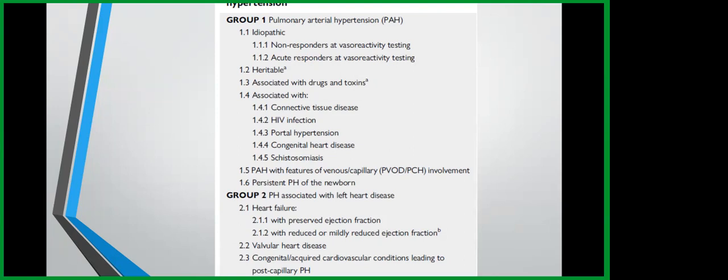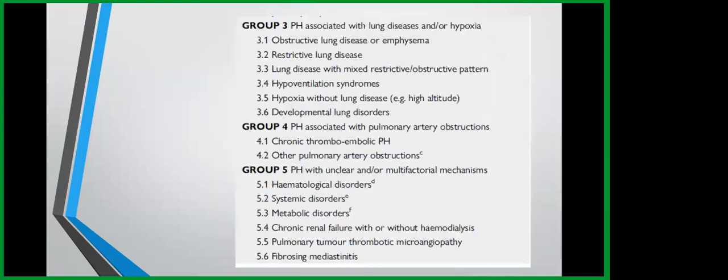Okay, group 2 is pulmonary hypertension associated with left heart disease. Of course, left heart disease from any heart failure, from any cause, preserved ejection fraction, reduced ejection fraction, mildly reduced ejection fraction, valvular heart disease, mitral stenosis, mitral regurgitation, all of them. Okay, congenital diseases and all that.